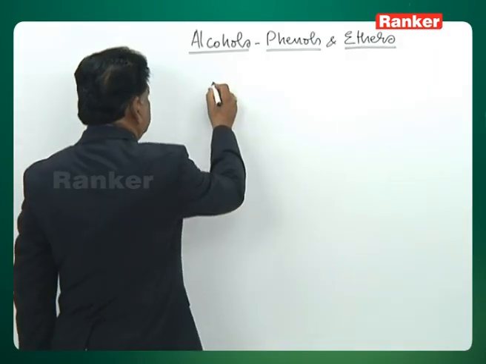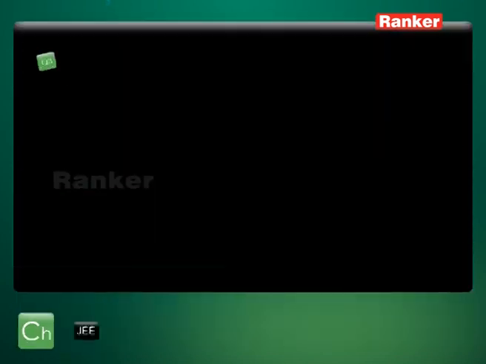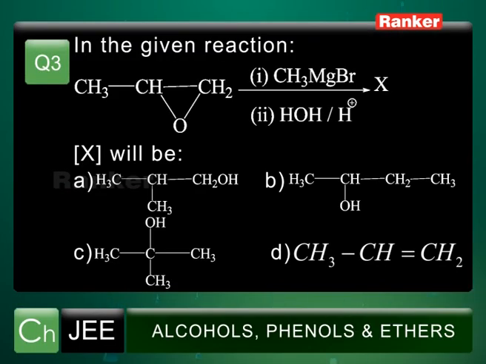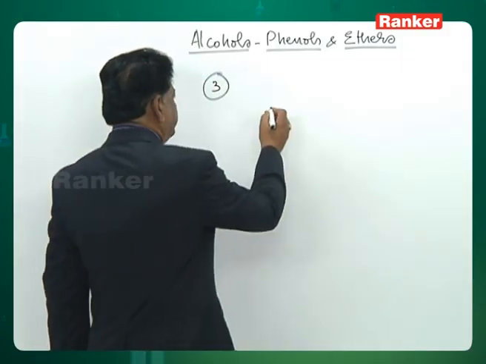Okay, next question, go to the third question. In this question, an epoxide, that is a propene epoxide, is treated with RMgX in presence of acidic medium with water, that is hydrolysis in the acid, means acidic hydrolysis, and X is formed. We have a wonderful concept here actually.